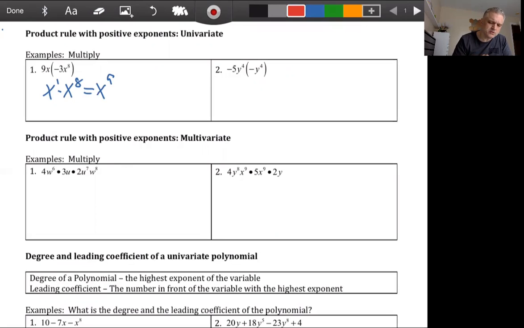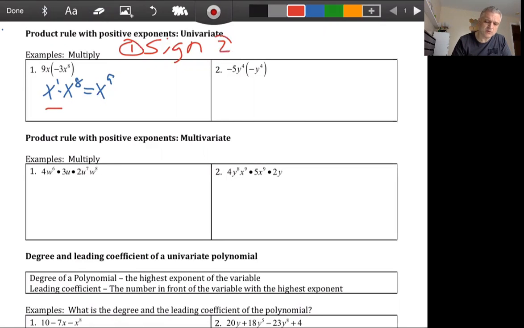Okay, so if we remember that, the rest of this should fall in line pretty nicely. The numbers in front, the coefficients, we got positive 9 and we got negative 3. Okay, so I break it down one step at a time. First thing I ask is, what is the sign of my answer? Okay, so we got a positive 9 times negative 3. So that means that my answer is going to be negative. Positive times negative is negative.